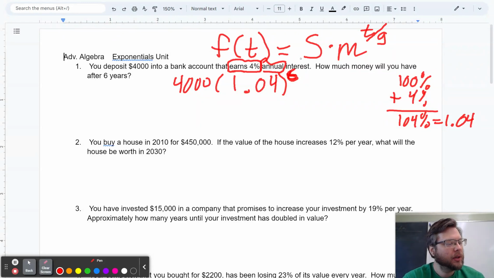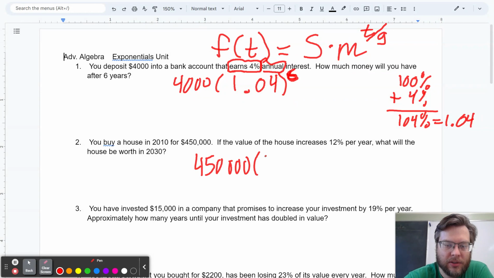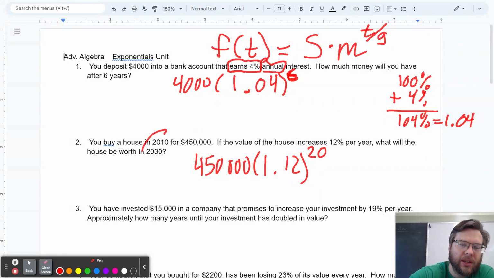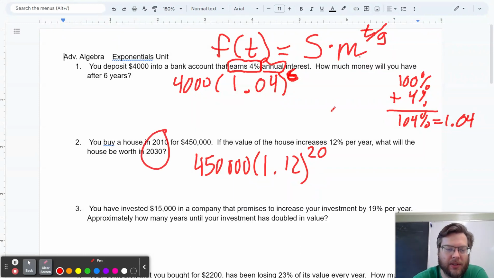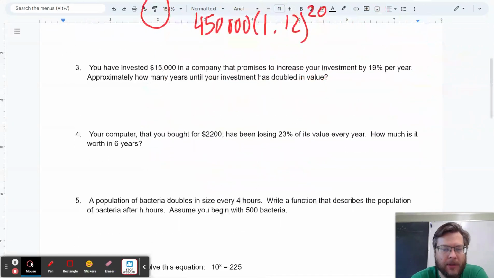The next one here, we've got the house, 450,000, which increases by 12%. So that's 112%. How long? 20 years later. Where did I get 20 from? That's the difference between 2010 and 2030. I'm going to skip down a little bit.